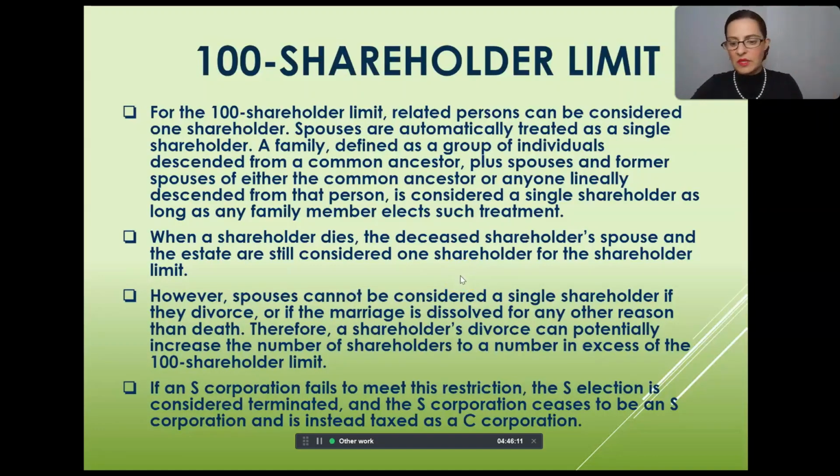In one of the groups that I belong to, last year, I think one of the accountants in that group said that she had one that had 112. Well, 112 Schedule K1s, but they were still under the 100 shareholder limit because they had members of a family being treated as a single shareholder.